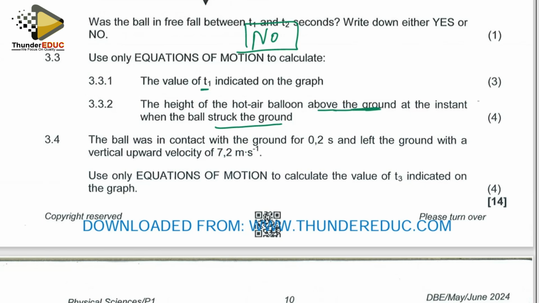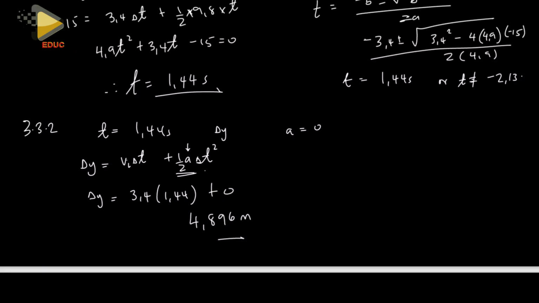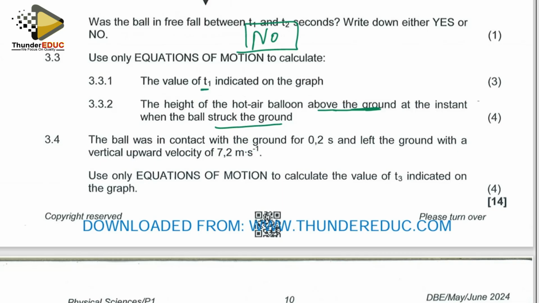But the question is asking the height of the balloon above the ground. So the hot air balloon would have moved this distance towards the ground. So the height above it will be 15 minus 4,896. So I'll say 15 minus the answer. I'm getting 10,104, which is like 10,1 meters. All right, so that is 3.3.2.